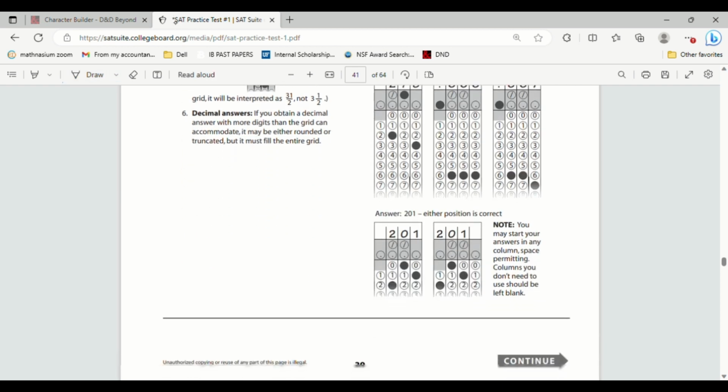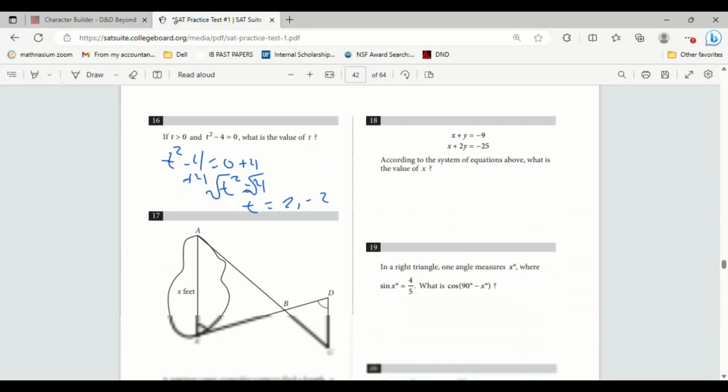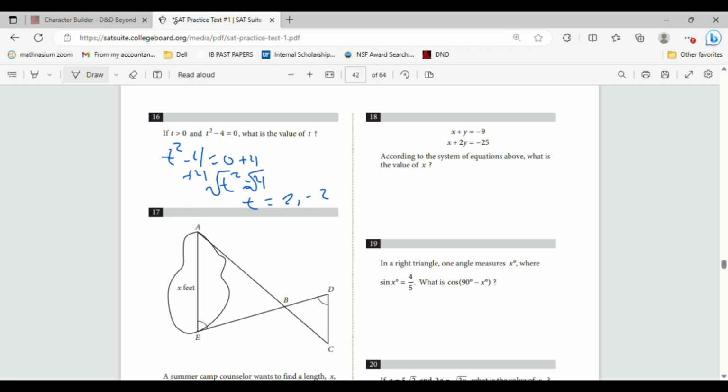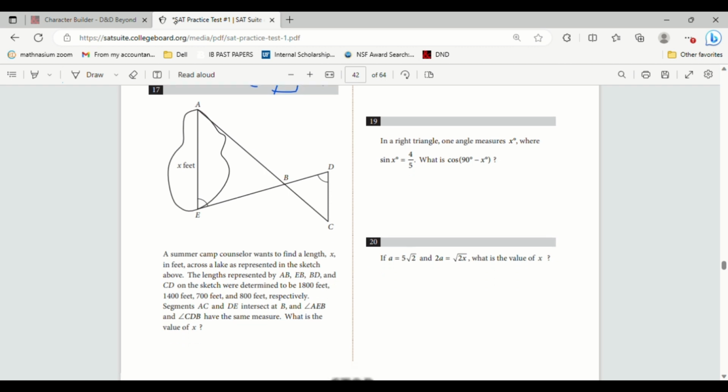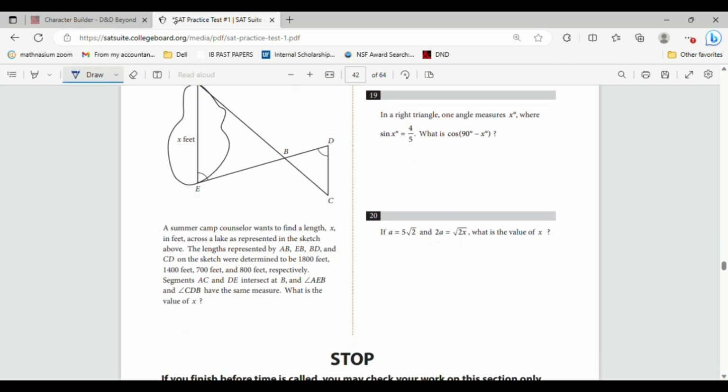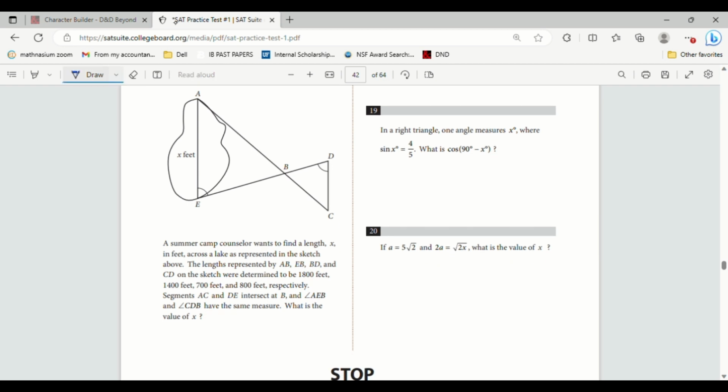So, although we may get more than one answer, you must pick between the two, and in this case, there's no reason to pick negative 2 because you can't write negative numbers in the answer box, so the answer is 2. Number 17. Oh, can't see the top letter. Here we go, number 17.